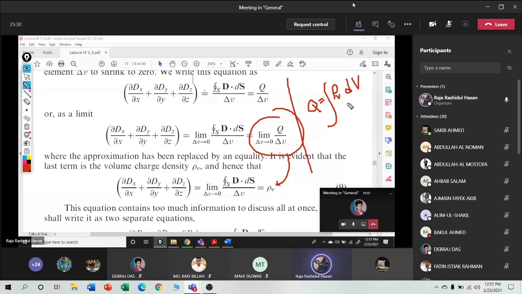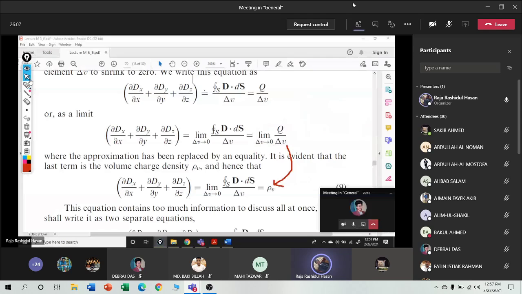Now, if you find rho V from this equation, what will you do? Rho V যদি বের করতে চাই, তাহলে dV will come here, Q divided by dV, and this integration যদি এক সাইড থেকে আরেক সাইডে যায়, that will be the differentiation, or we can write it in terms of a limit. তাহলে এটাই এখানে লেখা আছে, this limit delta V shrink to 0 of Q by delta V. So this is actually equal to rho V, we can write.